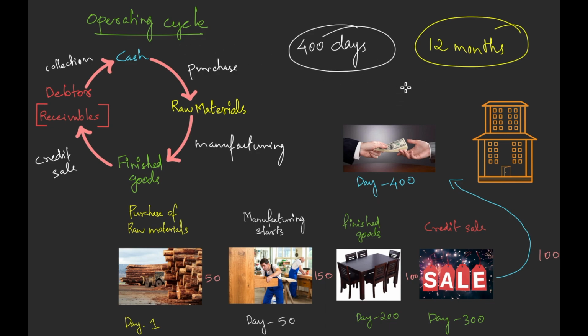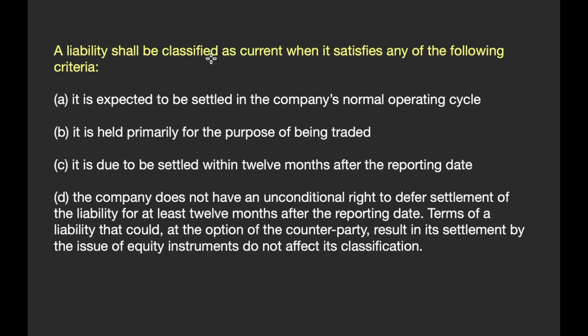Now let's see what are the different criteria or conditions which should be fulfilled to classify liabilities as current. A liability shall be classified as current when it satisfies any of the following criteria. First one, it is expected to be settled in the company's normal operating cycle. So if any liability is expected to be settled in the company's normal operating cycle, then it is classified as current liability. For example, if a company's operating cycle is, let's say, 200 days, then if there is any liability which is expected to be settled within this 200 days, then it is classified as current liability.